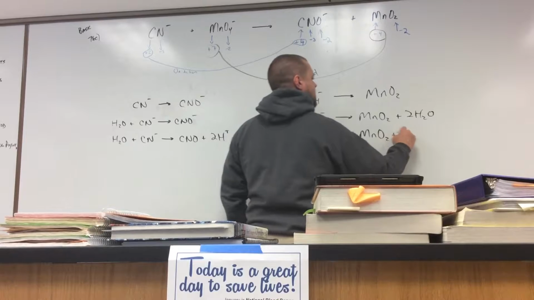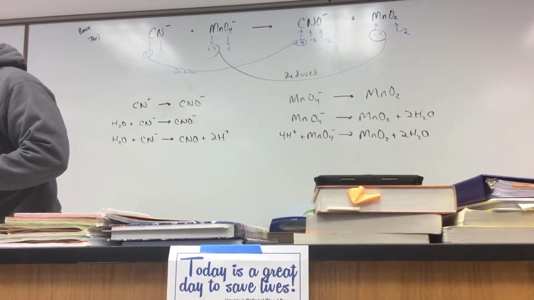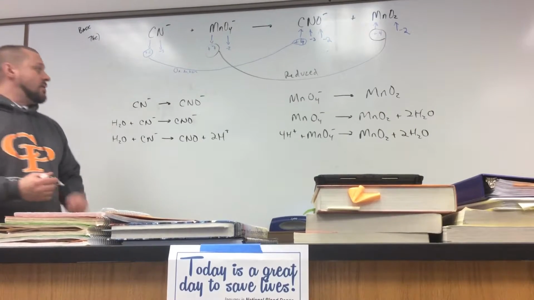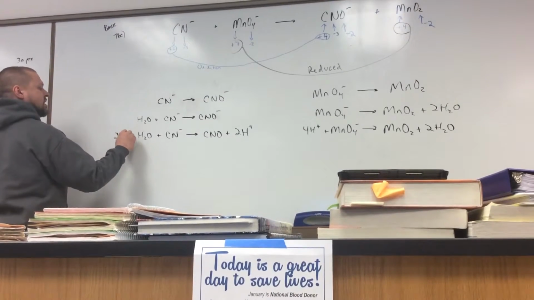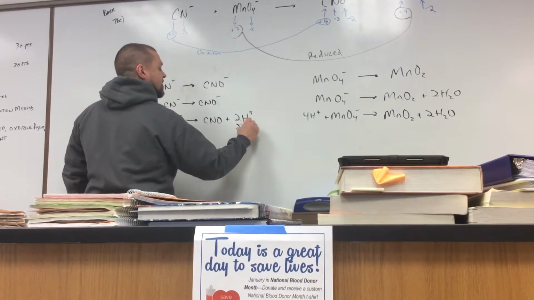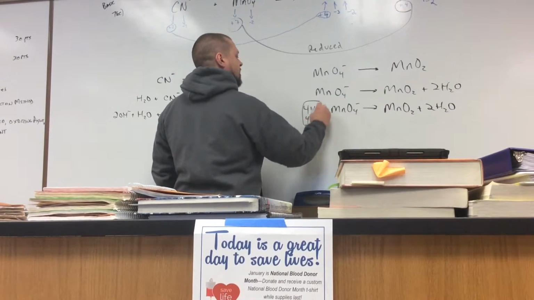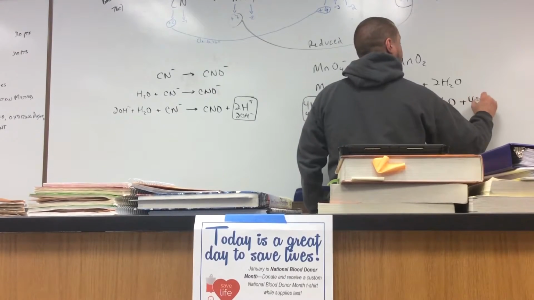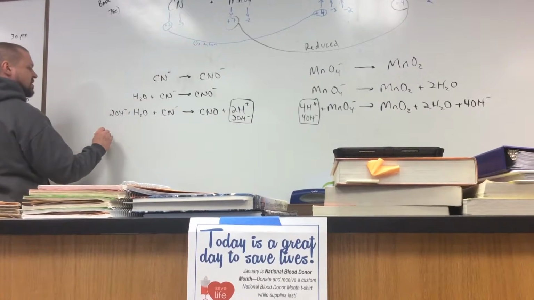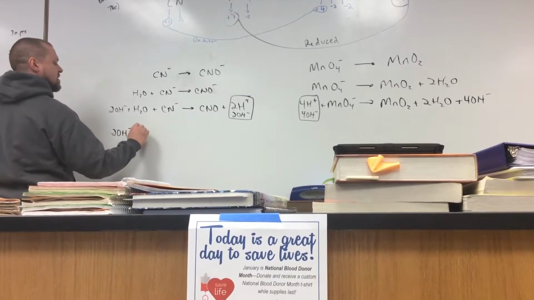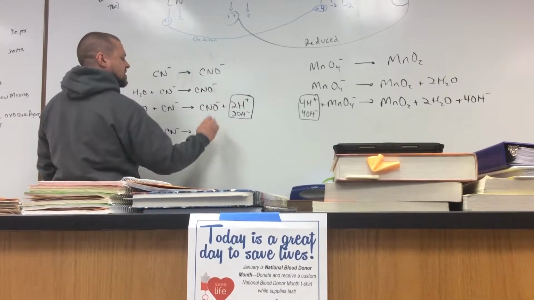And copy everything else. Okay, now since this is basic, I got to add to both sides of the equation an equal number of OHs. So I'm going to add 2 OHs to both sides here. So 2 OH minus here, and 2 OH minus here, and that's going to be my 2 water. Mn, I'm going to add 4 OHs here, and I'm going to add 4 OHs here. And so I'm going to rewrite everything making this water and then worry about my charge. So 2 OH minus plus H2O plus CN minus yields CNO minus, plus 2.